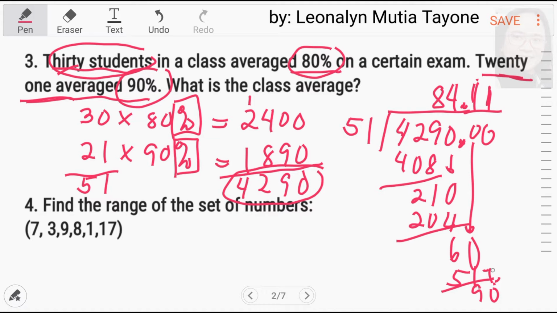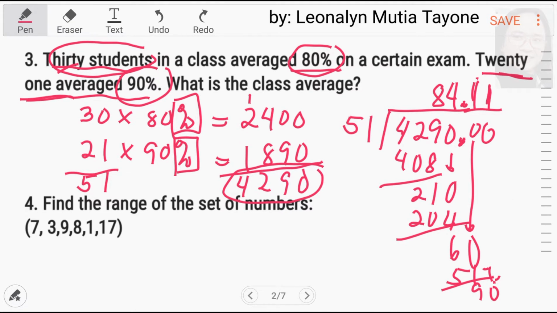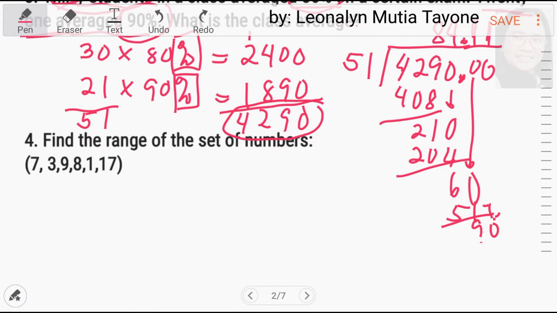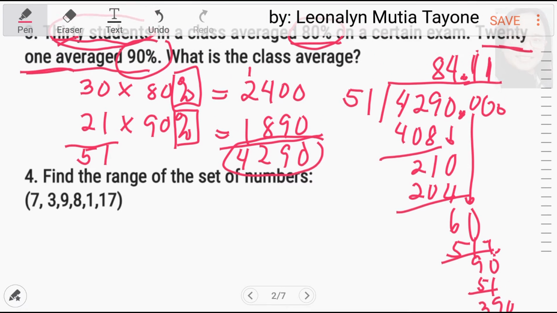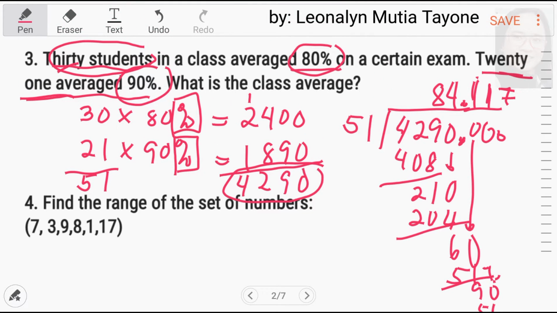Kung i-continue pa natin yan, so, this one is 51. Tapos, 9, magiging 8, 39, isa pang 0 kung i-continue natin yan. So, 390 divided by 51, bali 7 ito. So, kung i-round off mo yan, magiging 84.12 or 84.1 ang sagot sa number 3.